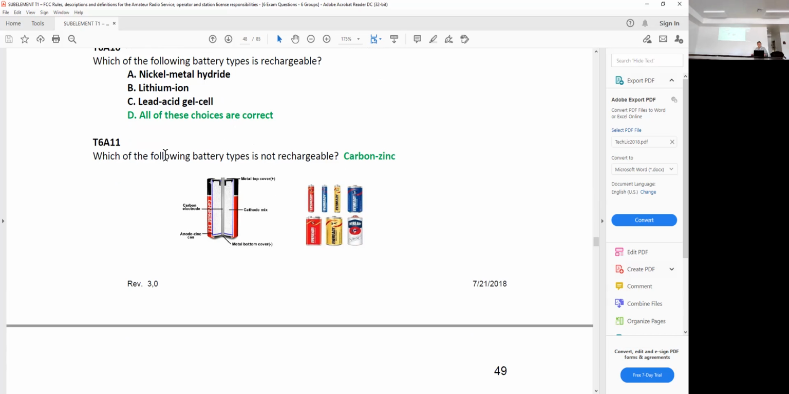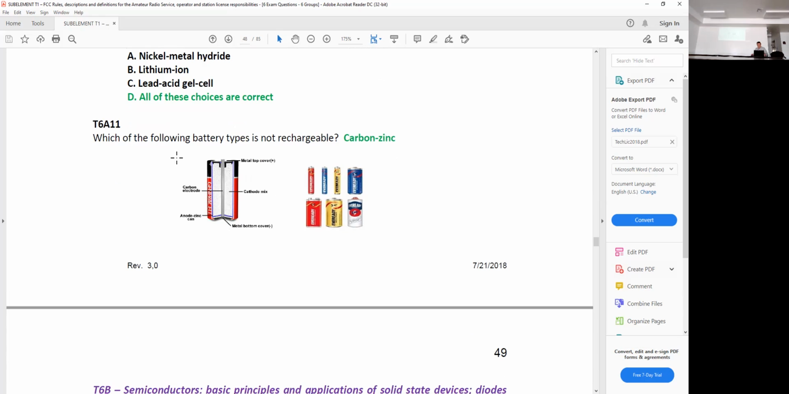Any questions about battery types? Which of the following battery types is not rechargeable? And the answer to that one's carbon zinc.